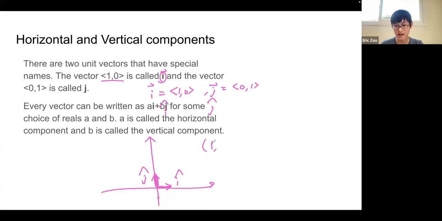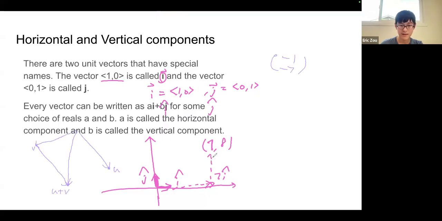So we have any point, say like 7, 8. Then we can express it as 7 of the I's, 7 of the x directions, and 8 of the y directions. So the vector (7, 8) will equal 7I plus 8J. This is very intuitive, and A is called the horizontal component because it's horizontal, and B is called the vertical component.